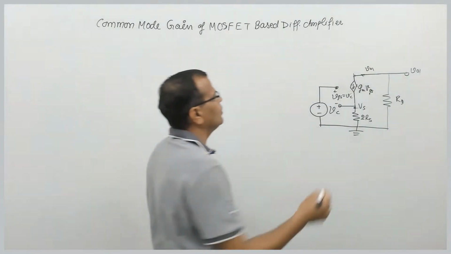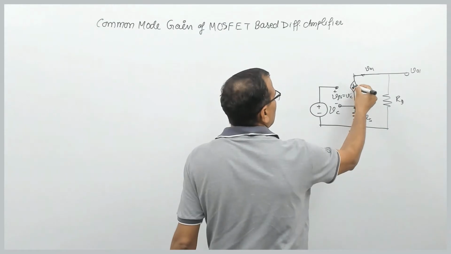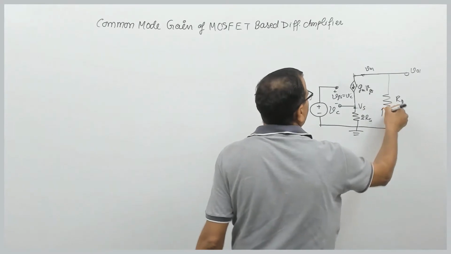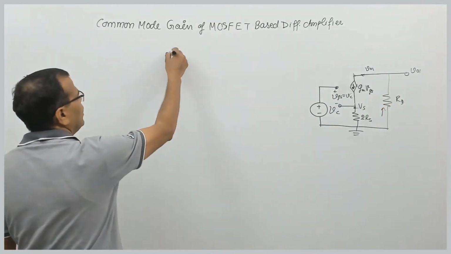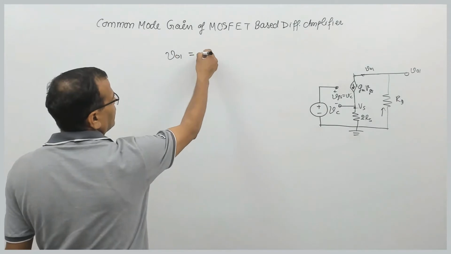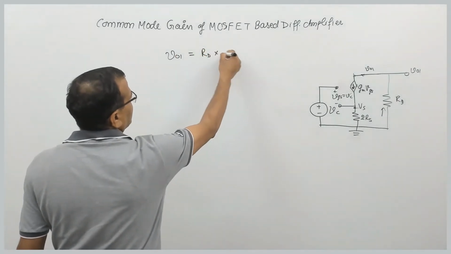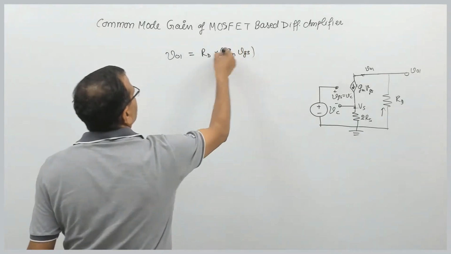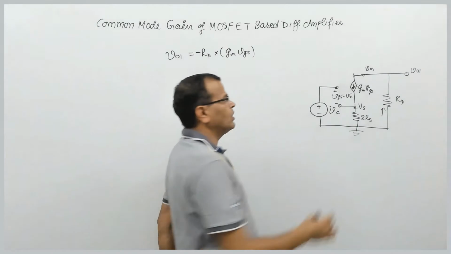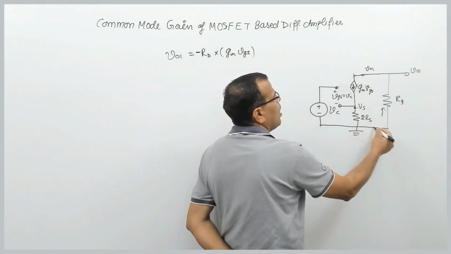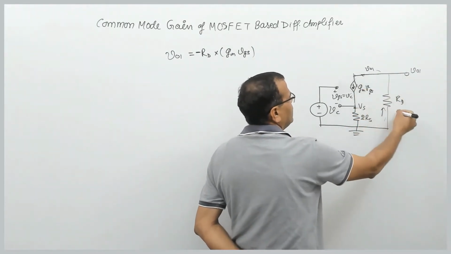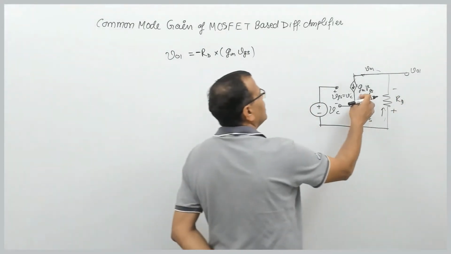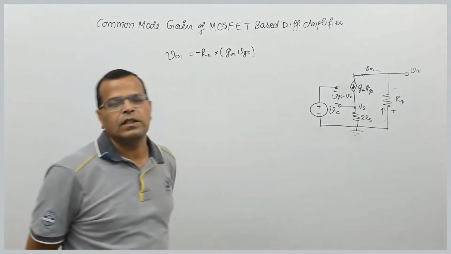Now see it carefully. This current will be coming this way and we go like that via resistance RD. So what will be V01? V01 is RD multiplied by GM into VGS, with minus sign outside. Why? Because current here is coming downwards. This will go upward through this path and come back like this. So this end will be plus, this end will be minus. This current GM into VGS passes through the resistance RD.